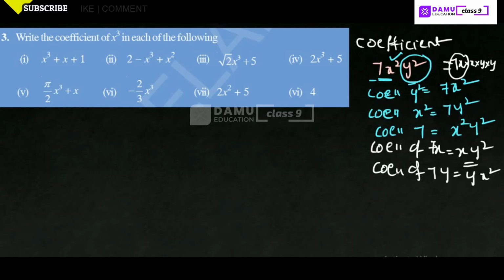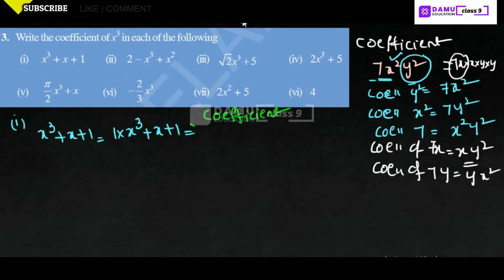Next, our first question is x cube plus x plus 1. For the coefficient of x cube, you can write it in the format of 1 into x cube plus x plus 1. So what is the coefficient? The coefficient for this expression is 1.